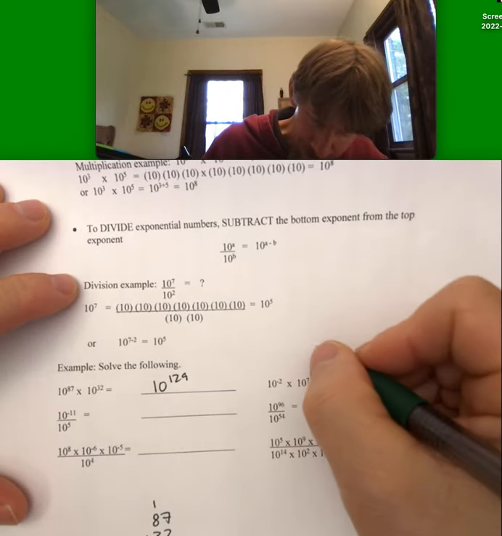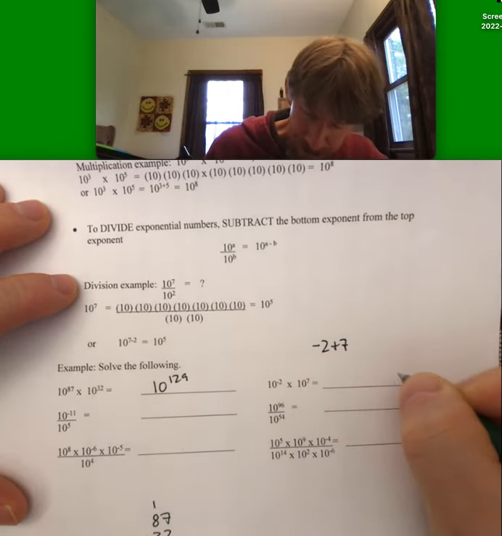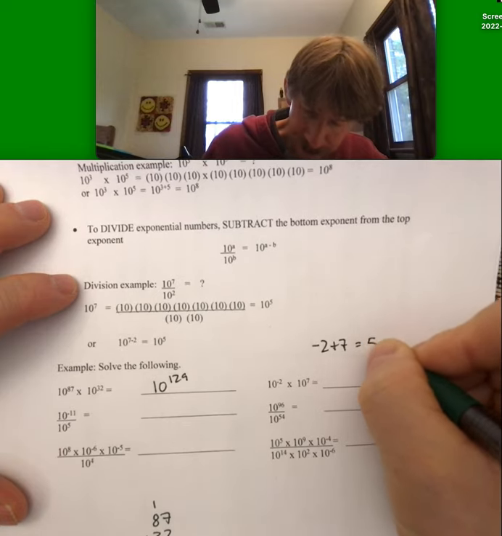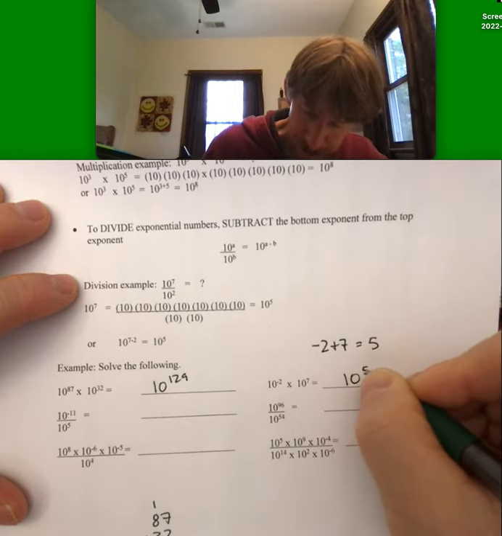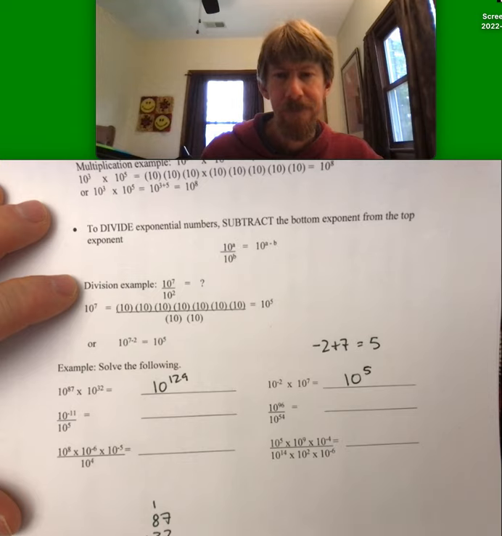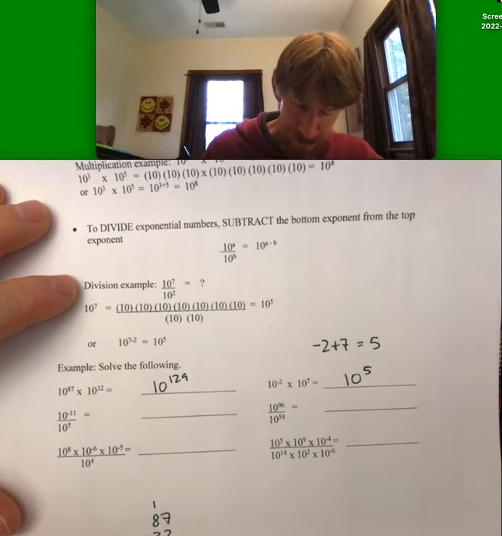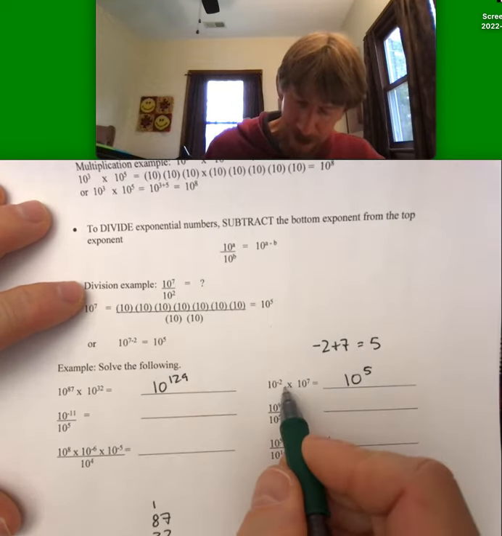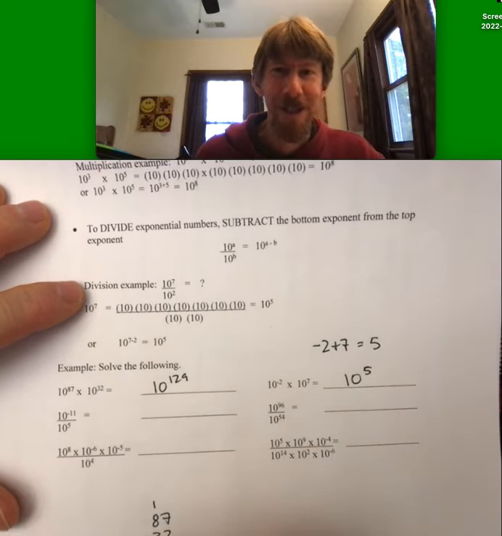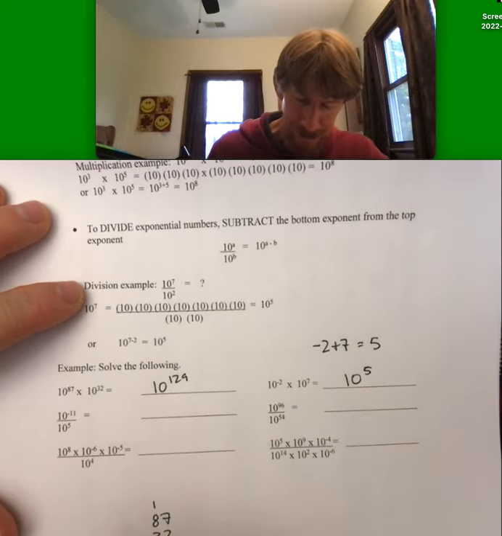Let's see, so that's going to be minus 2 plus 7 equals 5. 10 to the 5th. And I think that's a good way to do it. That's the simplest way, is the way it's set there.